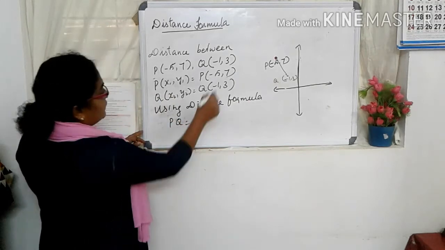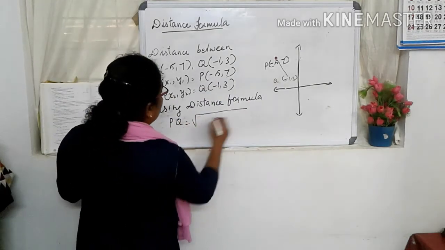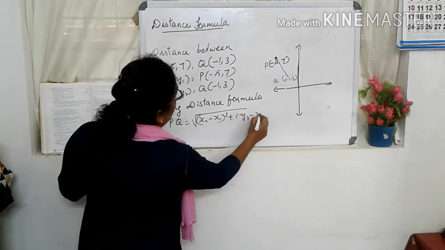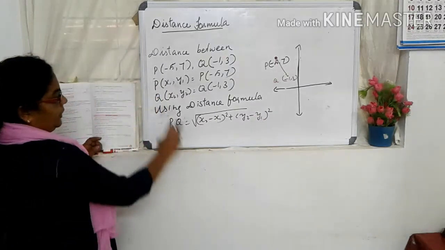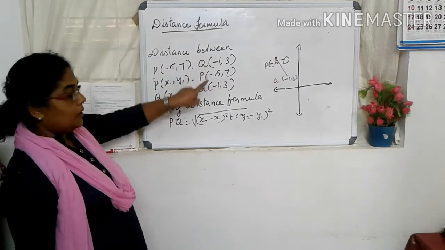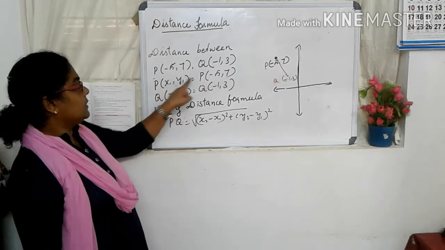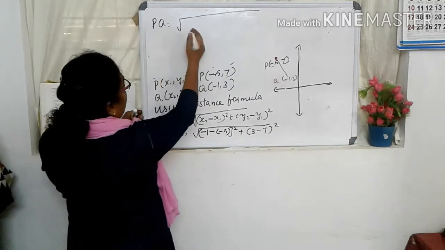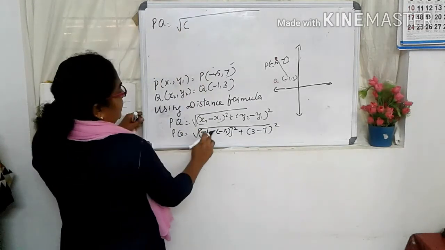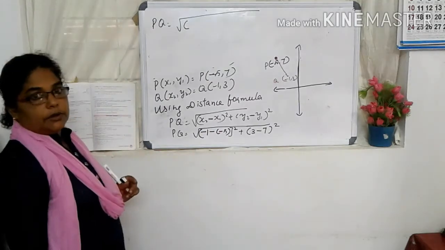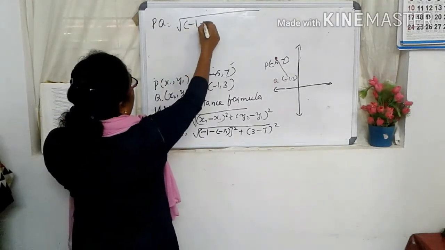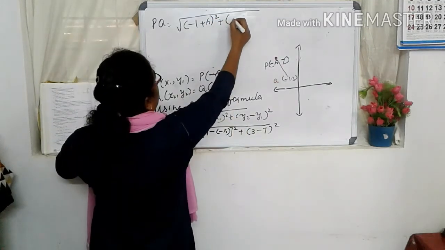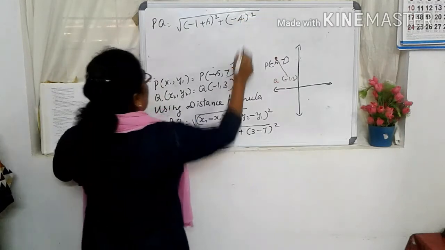PQ. Here the name of the straight line is PQ. It's equal to root of x2 minus x1 whole square plus y2 minus y1 whole square. Now, we can get x2 and x1 from the question. Here this is x2 and this is x1. So what is the value of x2? Minus 1. Okay, therefore PQ is equal to root of minus 1, minus of minus how much? Yes, plus. So minus 1 plus 5 whole square plus, here it is very simple, 3 minus 7. How much? Minus 4 whole square.